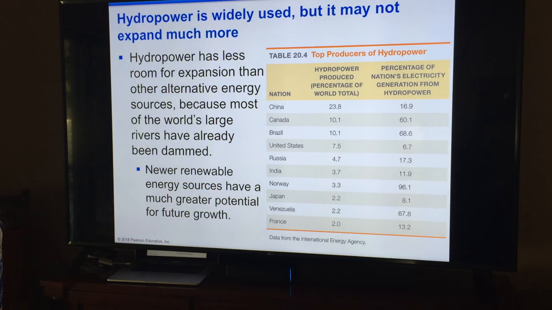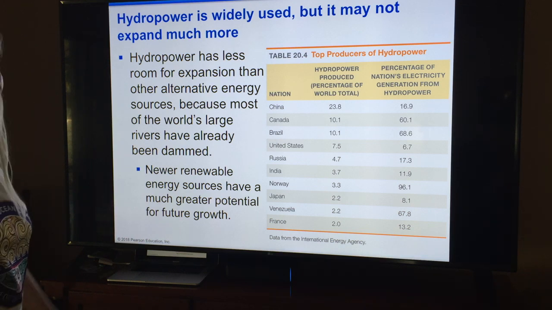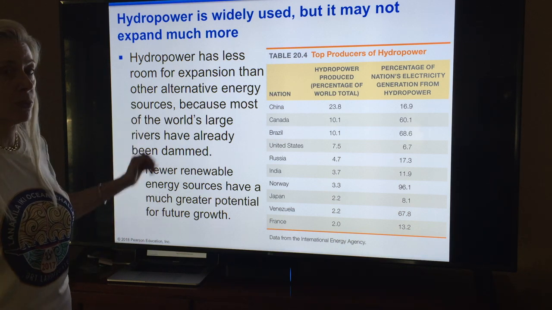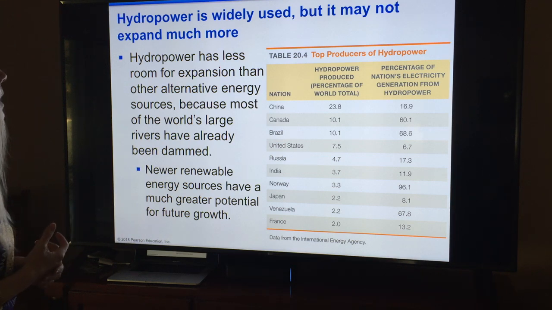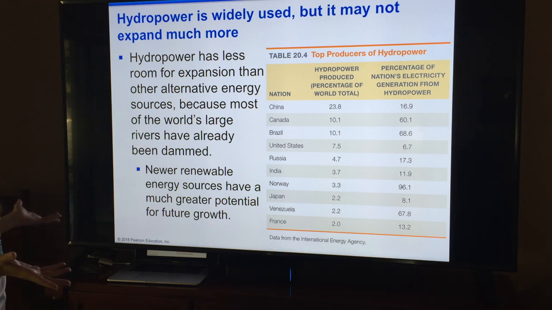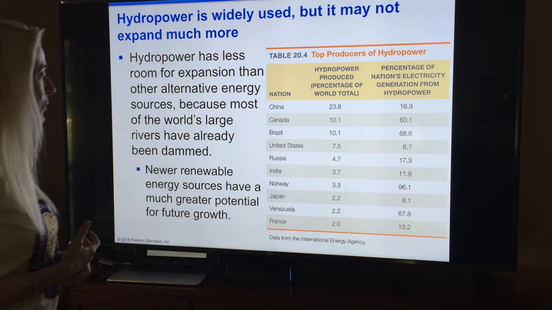So it's widely used, but it may not expand much more. China has the largest one, the Three Gorges Dam. Hydropower has less room for expansion than other alternatives because most of the world's large rivers have already been dammed. Newer renewable energy sources have a much greater potential for future growth.